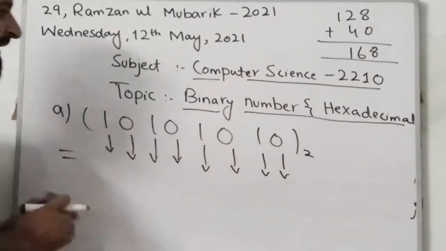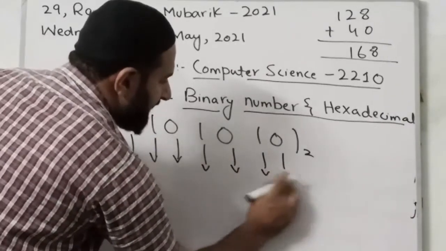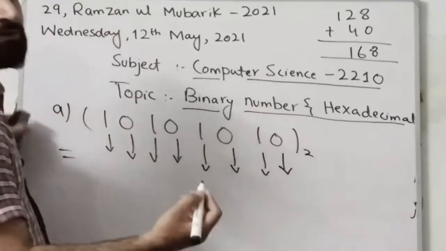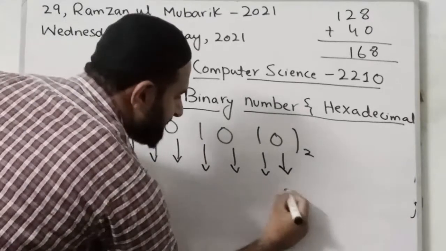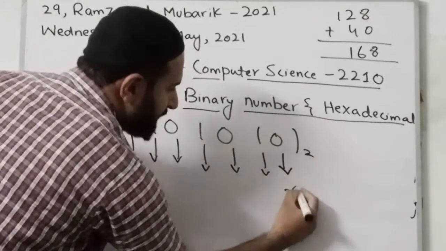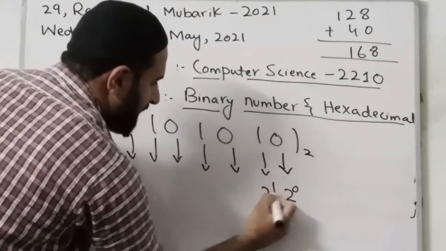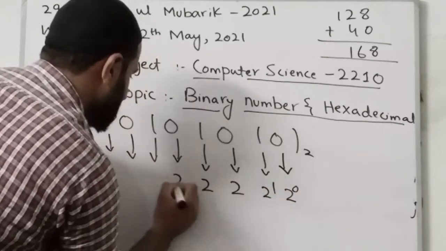So here is the first step. Now look here. This is 2 power 0. This is base 2, so I will put 2 power 0 here. Then 2 power 1, I just put 2 here.